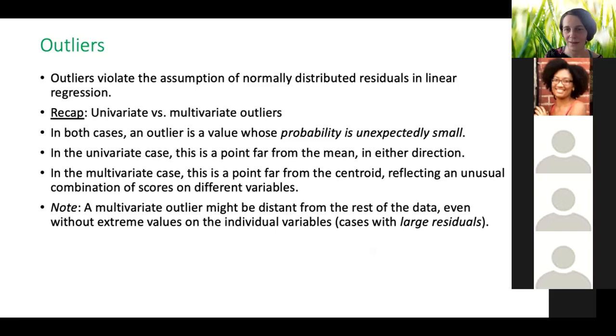And that means it is a case with a large residual. If we have a case that looks good, as it's not far away from the mean of X and not far away from the mean of Y, it could still be an outlier if it has a huge residual. So that's not predicted very well by our regression model.